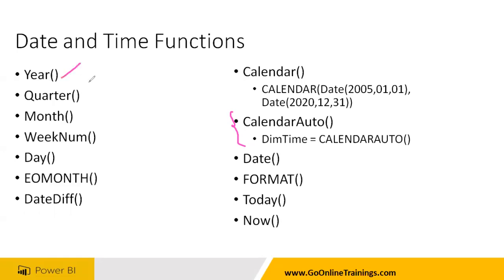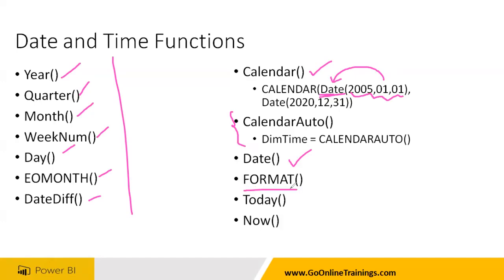So year, quarter, month, week number, day, end of the month, date difference we had seen. And CALENDAR also has been discussed, and DATE already we discussed. So DATE takes the numbers and converts them into date format, right? And FORMAT we had seen to get the name of the day or the name of the month.